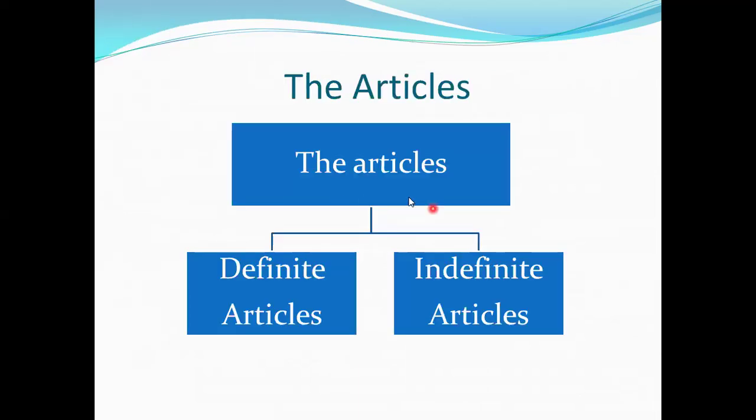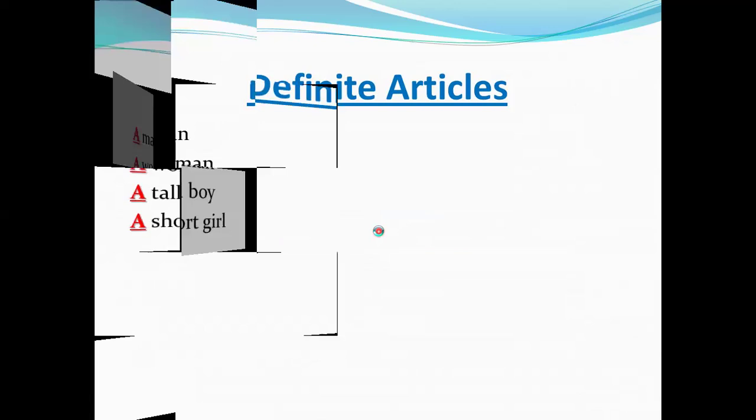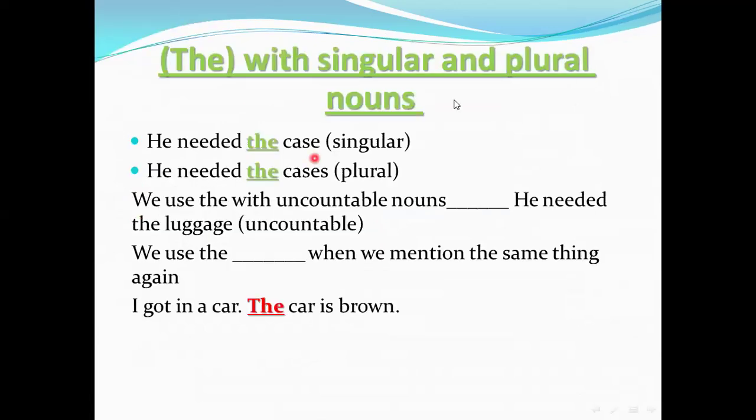We have here the articles. We have definite articles and indefinite articles, and we talk about when we use them, like we say a man, a woman, a boy. The is used with singular and plural nouns, like this: we needed the case, we needed the cases, he needed the luggage, uncountable nouns. We use the when we mention the same thing again, like this: I got in a car. The car is brown.